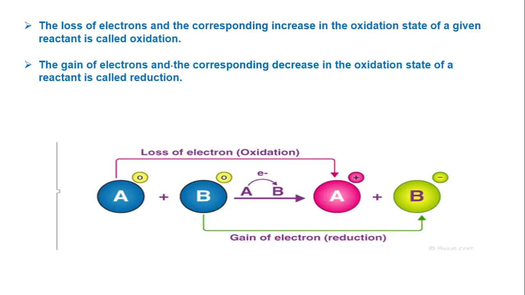Now one more concept is there, that is loss of electron. We can say loss of electron is oxidation. You can remember it easily with LEO. Loss of electron is oxidation. So what happens when the electron is lost? Whenever an electron is lost, the substance becomes a positively charged ion.